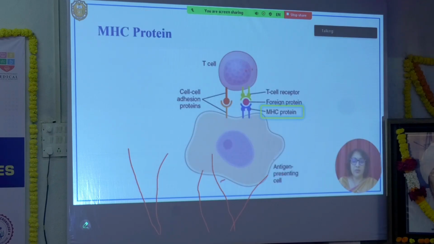This is how the MHC protein presents antigen to T cells from the AP cells. So these are antigen presenting cells. This is MHC protein. From the cell surface, then they will present antigen to the T cell and then they get activated.